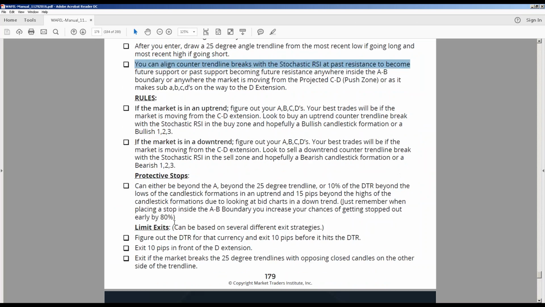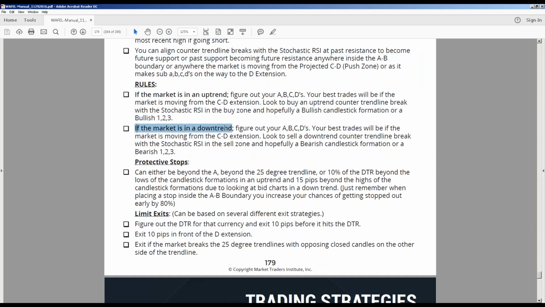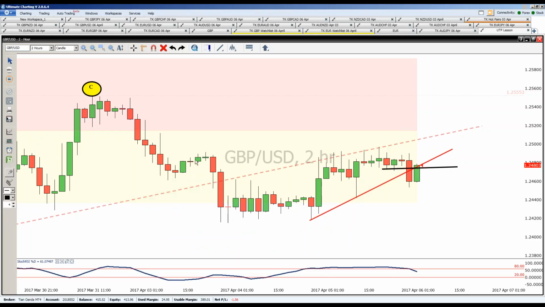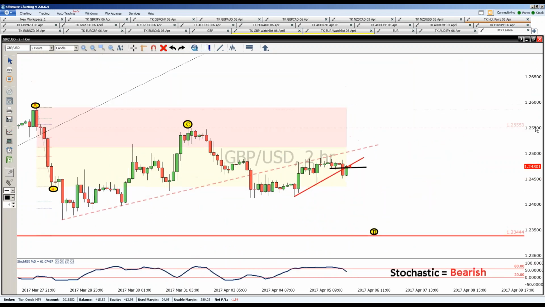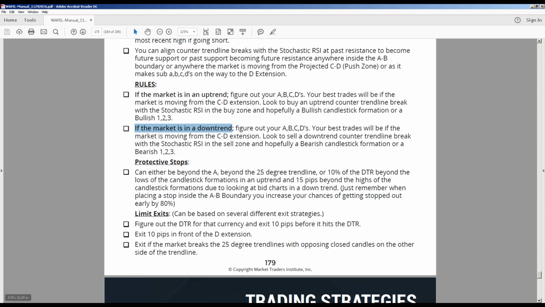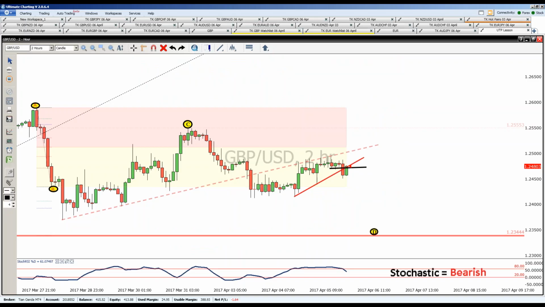Let's head back. Now, we are going to go short in the pound dollar. I'm going to go short in the pound dollar. So if the market is in a downtrend, figure out your ABCDs. Your best trades will be if the market is moving from the C to the D. Well, we can see we're heading from the C to the D, right? Great. Then look to sell a downtrend counter trend line break with a stochastic RSI in the sell zone and hopefully a bearish candlestick formation or a bearish 1, 2, 3.